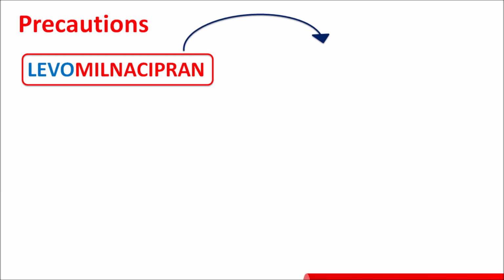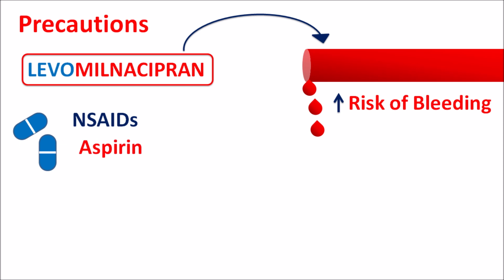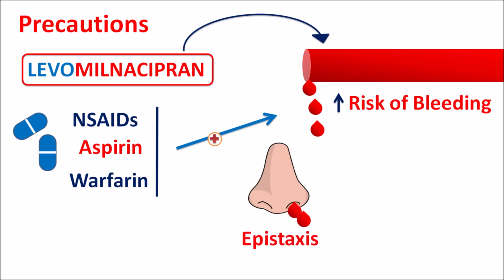Similarly, this drug can increase the risk of bleeding. This is more important when this drug is combined with other drugs such as NSAIDs, such as aspirin, or anticoagulants like warfarin. These drugs can increase the risk of bleeding when they are combined with levomilnacipran. Alone, this drug may not increase the risk of bleeding, but when it is combined with NSAIDs and anticoagulants, the risk of bleeding is more increased, and sometimes it can also cause nasal bleeding resulting in epistaxis.